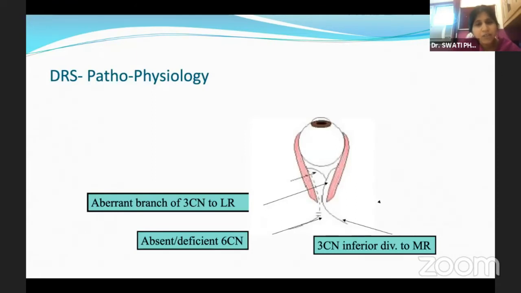The basic pathophysiology of Duane's retraction syndrome is the absence or deficiency of sixth nerve innervation to the lateral rectus muscle. Instead, the lateral rectus muscle gets innervation from an aberrant branch of the third nerve. That is the reason why, when the patient looks in adducted position, both MR and LR are firing simultaneously, which leads to retraction of the eyeball inside the orbit, as well as other clinical features like upshoots and downshoots.